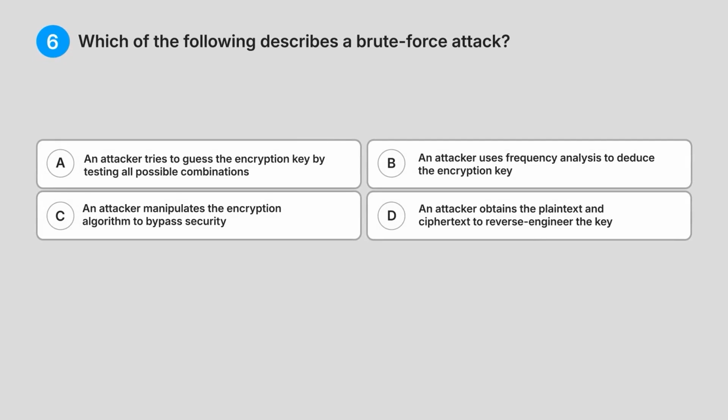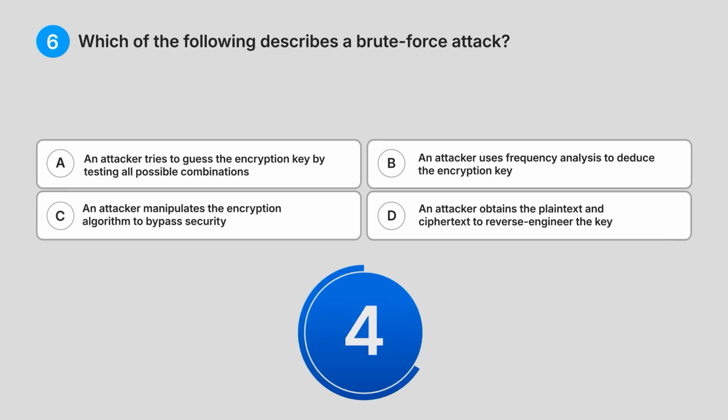6. Which of the following describes a brute force attack? A. An attacker tries to guess the encryption key by testing all possible combinations. B. An attacker uses frequency analysis to deduce the encryption key. C. An attacker manipulates the encryption algorithm to bypass security. D. An attacker obtains the plaintext and ciphertext to reverse engineer the key. Can you guess the answer?